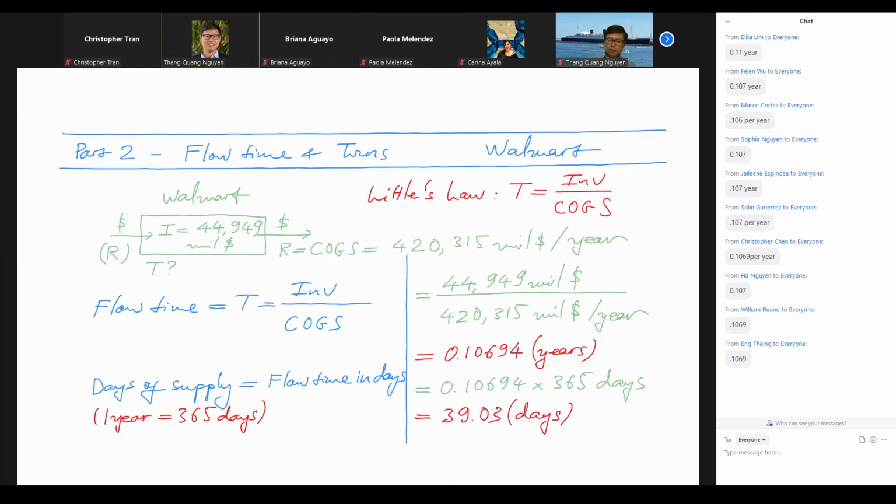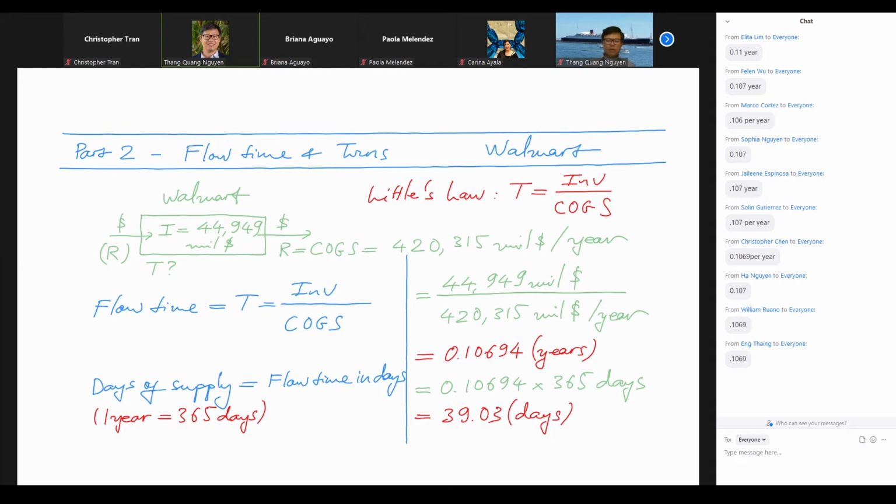All right, so what does that mean? It means that on average, Walmart can sell a typical item through in 39 days. They invest in the merchandise today, and on average, after 39 days, that merchandise will be sold, right? So think about that. It's a very fast process.